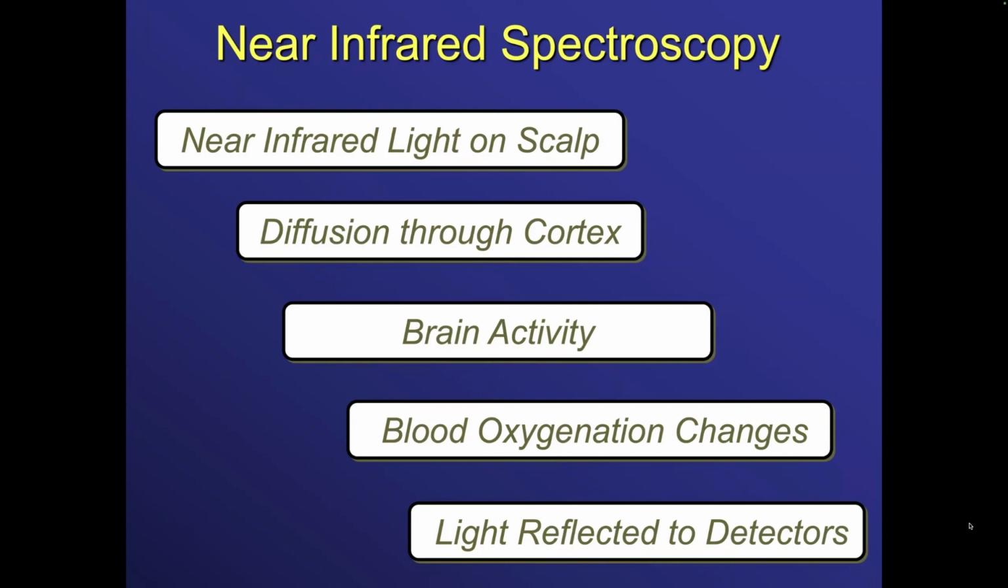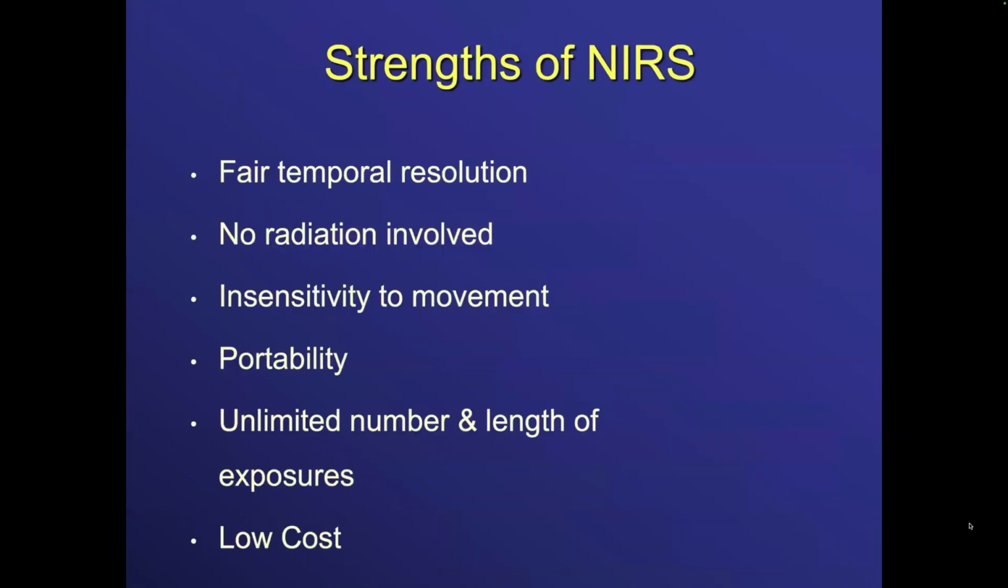And so there's near infrared light on the scalp, it diffuses through the cortex, there's brain activity and blood oxygenation changes, and then light reflected to the detectors is altered based on how much flow.